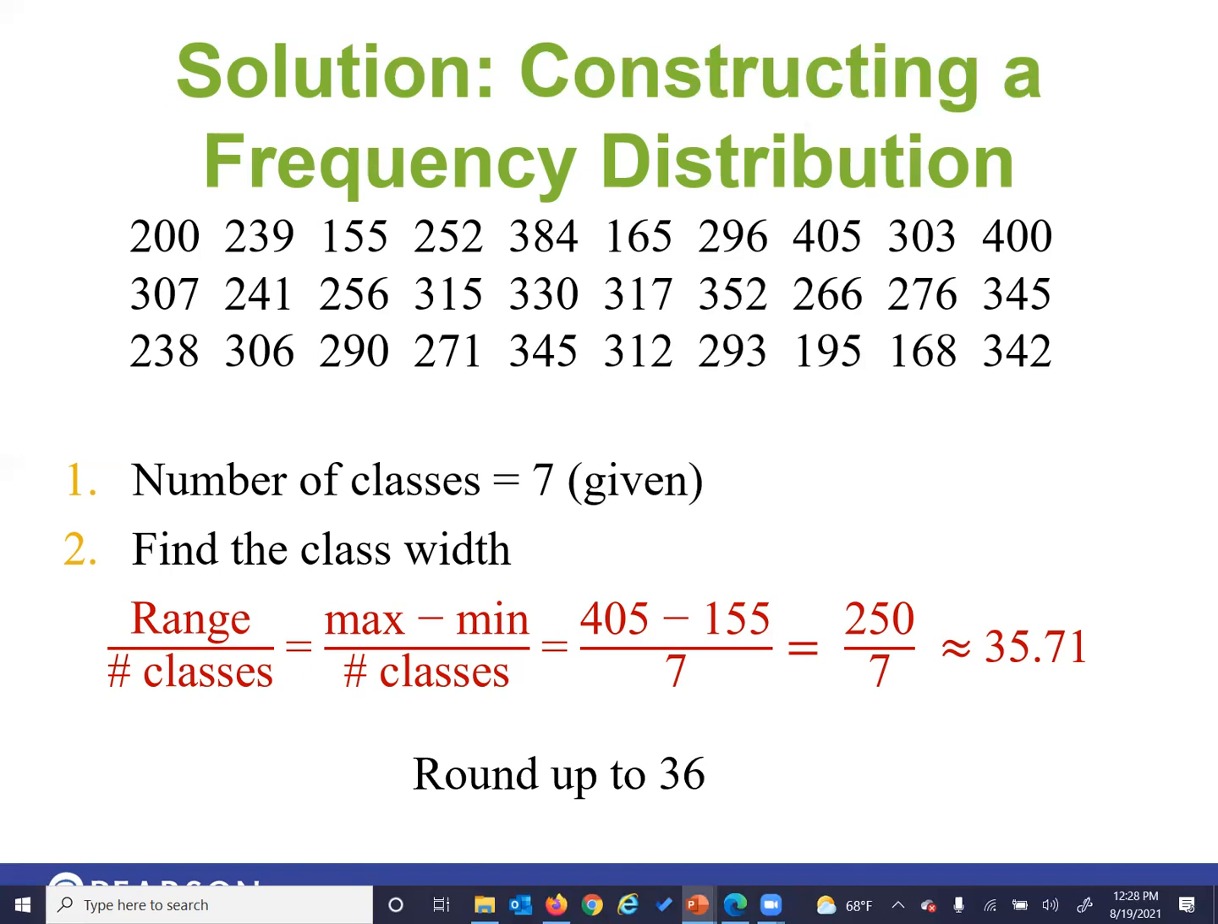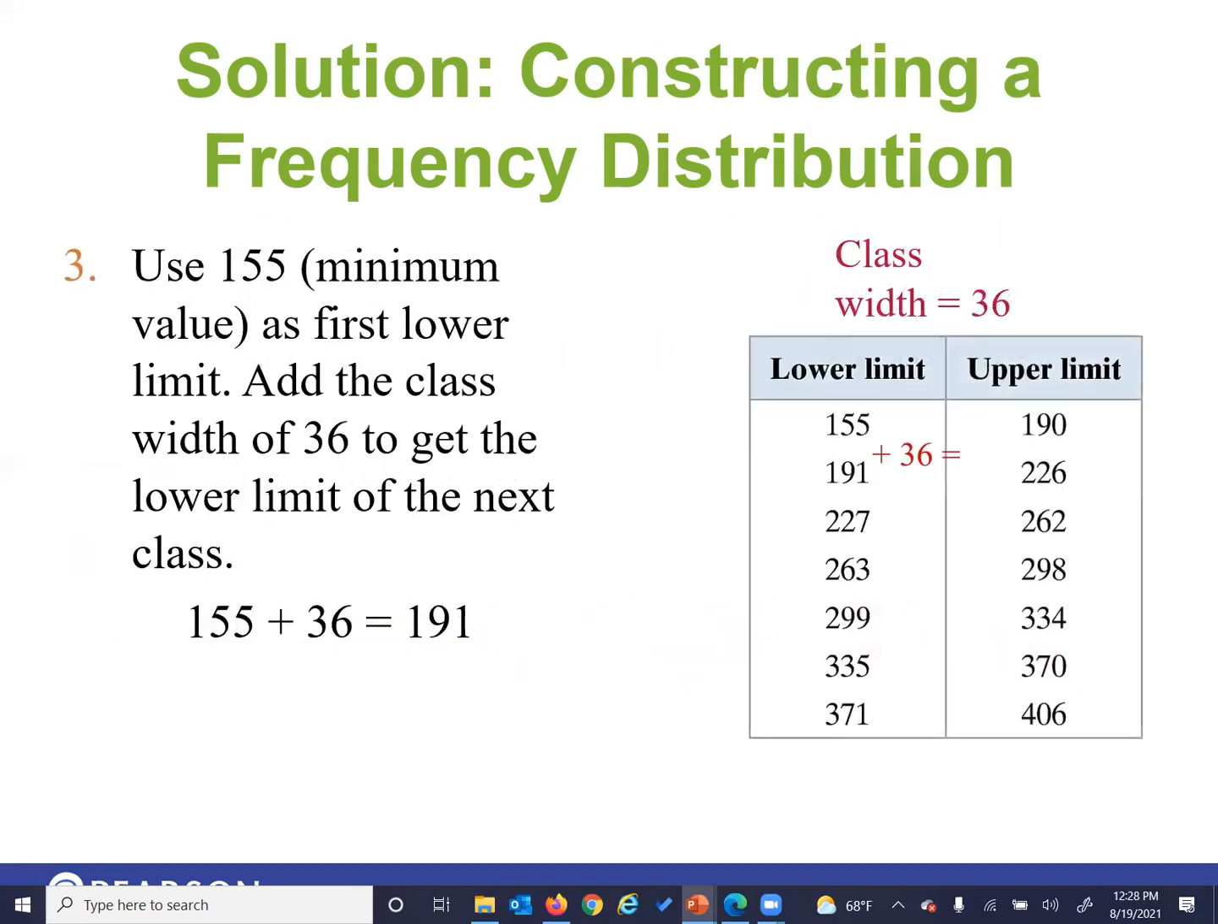For each class, that's cool. Okay, now let's start. Number 3, use the minimum. That's 155. Now we're trying to do the lower limits, right? 155 would be the lowest one. And so if we add 36 to it, that's going to be the next lowest limit. So 155 plus 36 gives you 191.